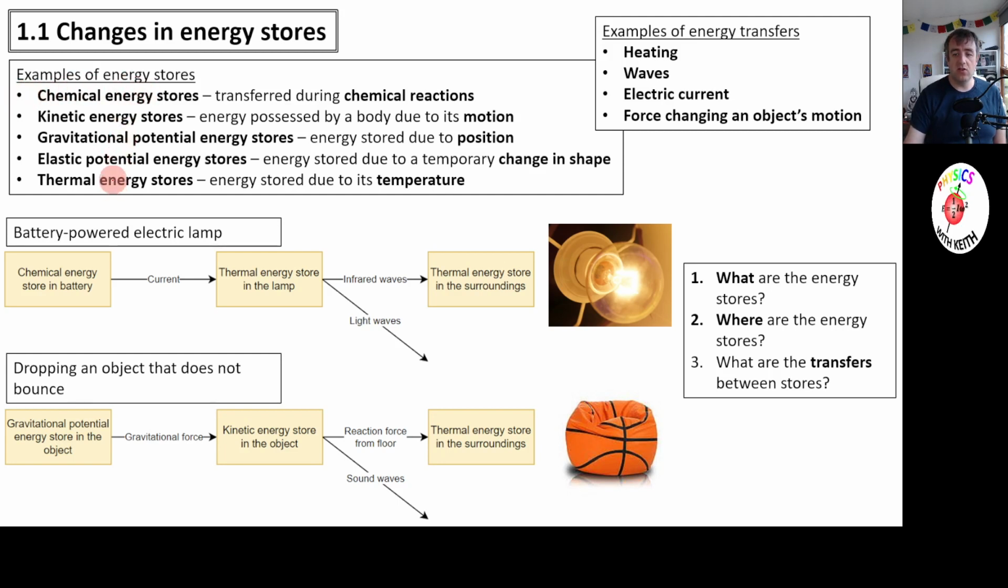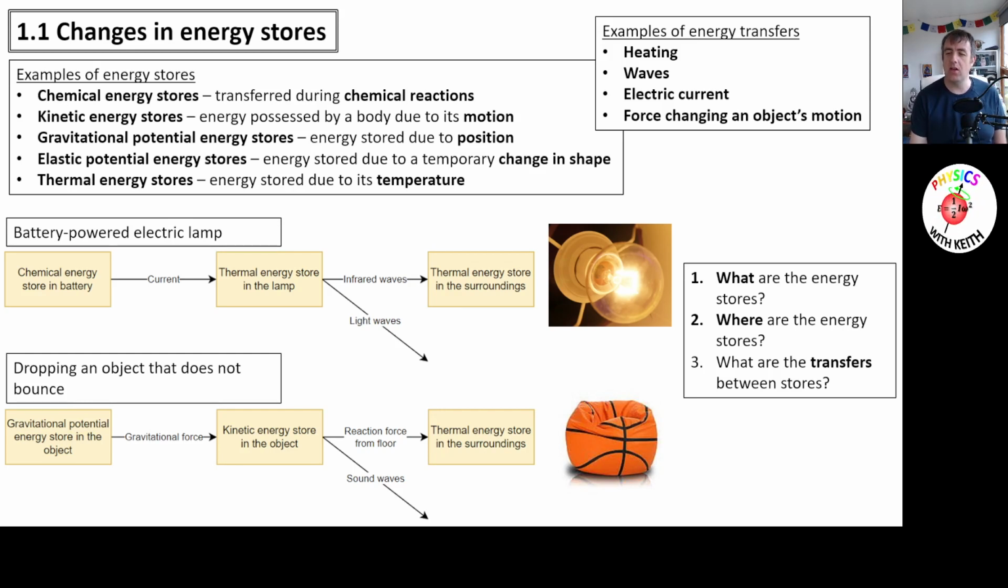We have our energy stores, and the specification chooses to list 5 energy stores here. Chemical energy, kinetic energy, gravitational potential energy, elastic potential energy, and thermal energy. These aren't types of energy, these are stores of energy. So what does that mean? That means that we place energy into one of those stores. It's as easy as that. So we don't change energy from one type to another, we simply move it from one store to another. Energy is one thing, and there are not different types of energy.